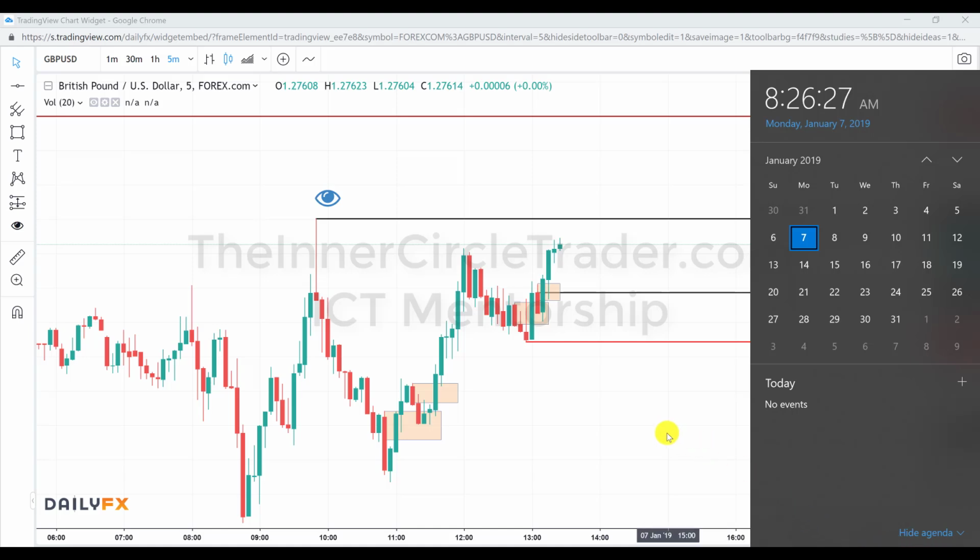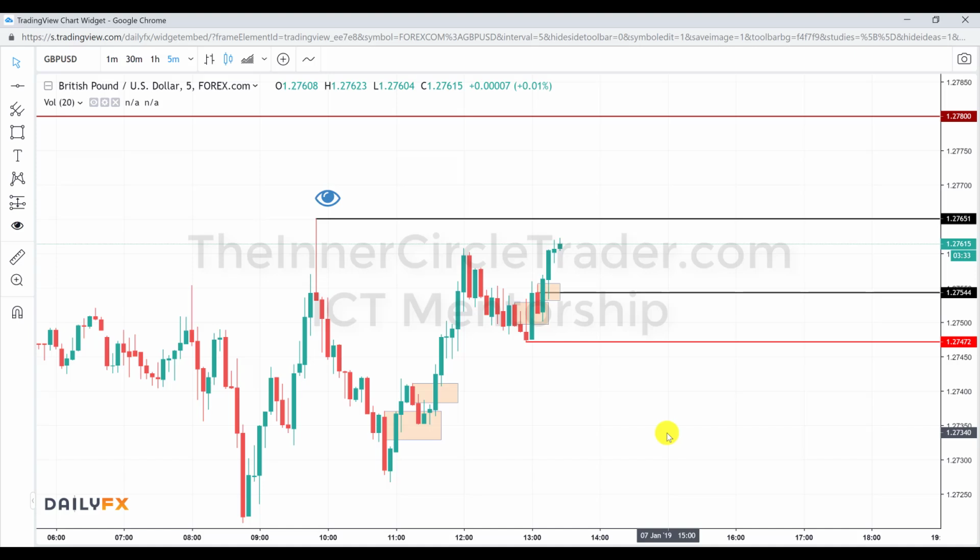So there's a typical price action volatility injection that takes place around 8:30. Usually it's news event driven.